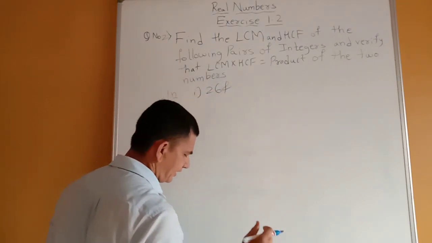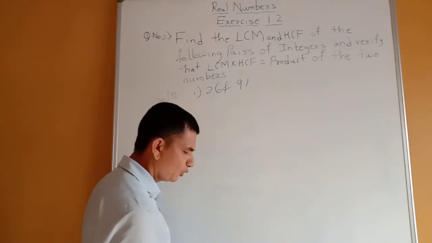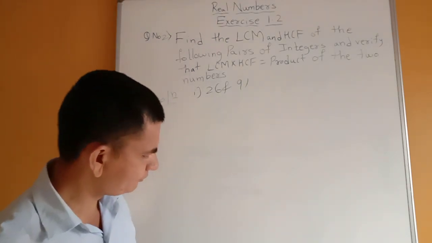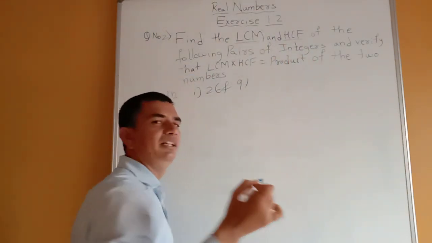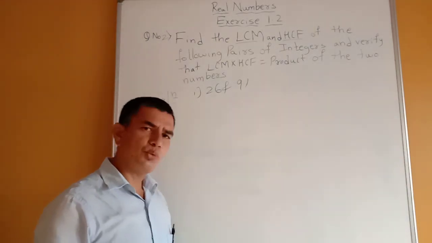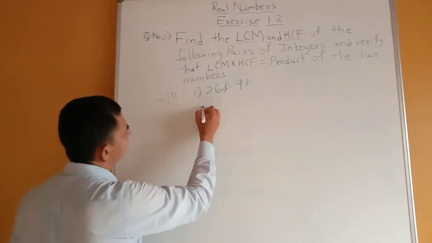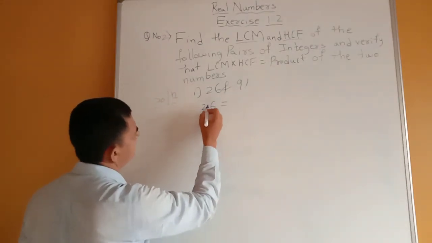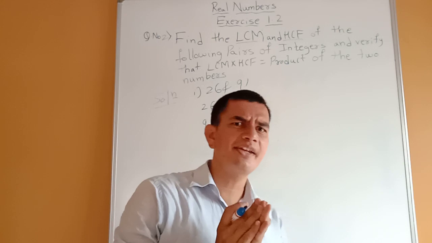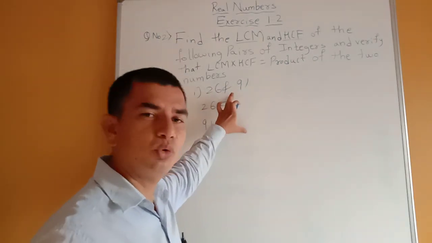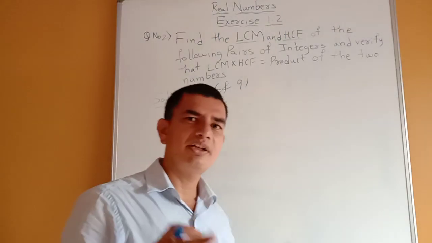26 and 91. Two integers they have given here. We have to find LCM and HCF. Let us say first we have to find the HCF. How to find HCF, I will tell you. 26 and 91, these are the two numbers. Here the easiest method to find the HCF of the two integers is the listing out the factors method, you can write there.